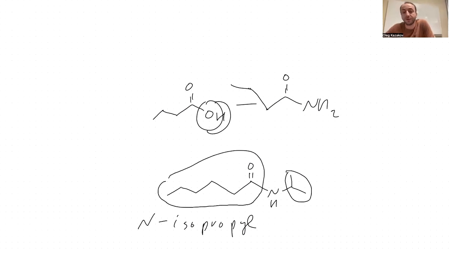Now we look at the respective carboxylic acid from which it was derived: 1, 2, 3, 4, 5, 6. So it's going to be hexanoic acid. We'll just retain the root: hexanamide, and isopropyl hexanamide. So that's another nomenclature example for amide naming.